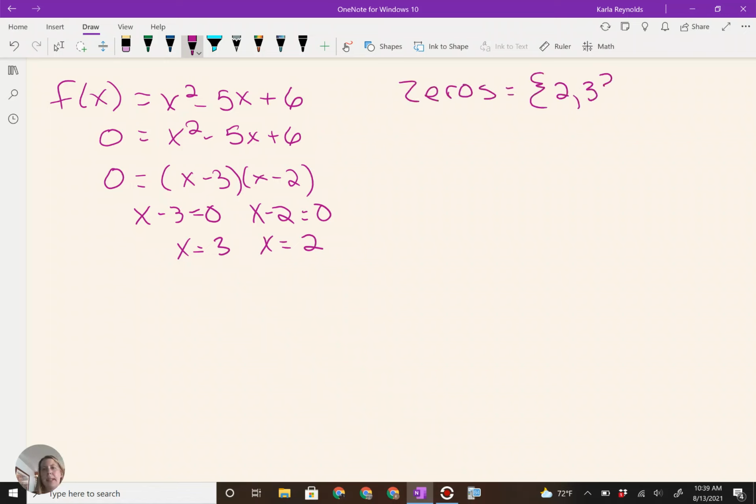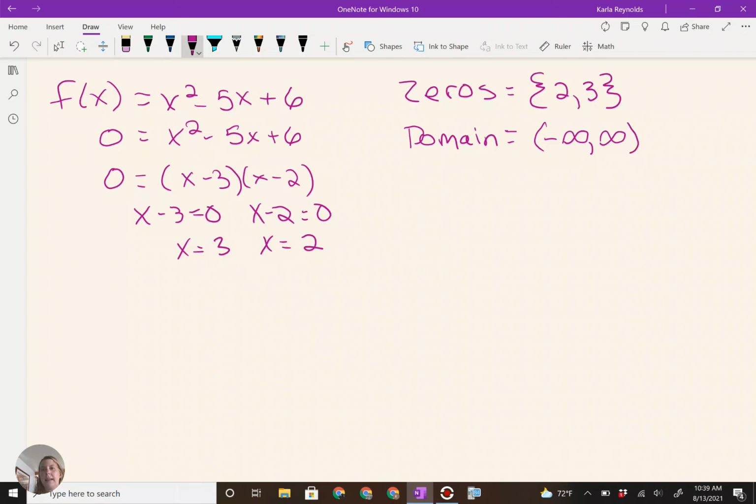I like to put them in numerical order for my zeros. All right, then for domain, again, we're going to look at things that could break this. We don't have any square roots. We don't have any fractions. Other even roots, like 4th roots, 6th roots, would have the same problem, but we don't have any of those here either. So this domain is all reals, and you can denote that in interval notation by saying -infinity to infinity.